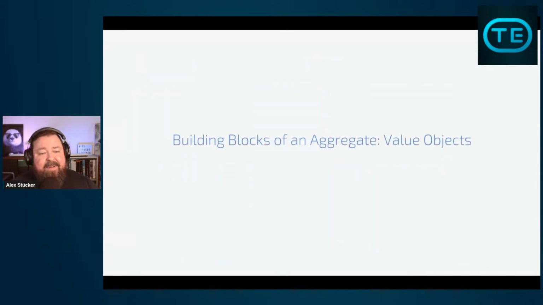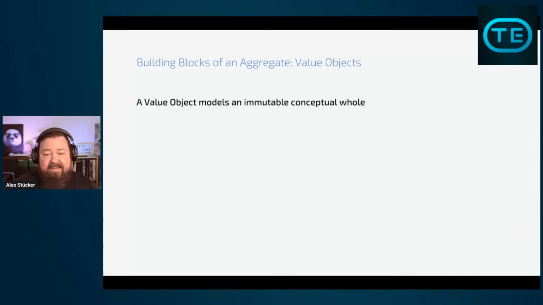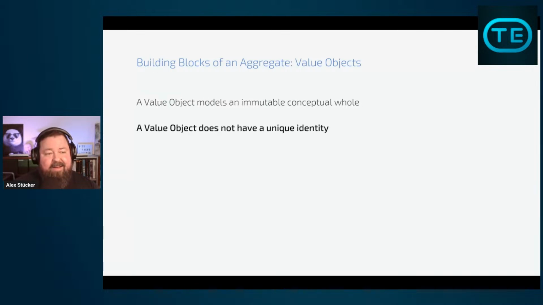Now, the next building block when we are talking about aggregates are value objects. And they also have properties, and one of the properties that a value object has is that a value object models an immutable conceptual whole. Normally, a value object is completely replaceable when the measurement or description changes. It is immutable. Then a value object does not have a unique identity. That's the main difference to an entity.